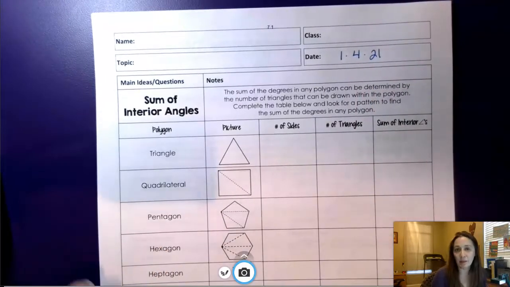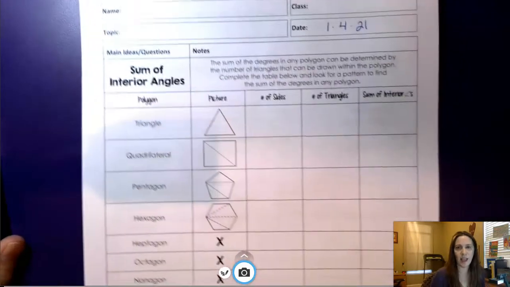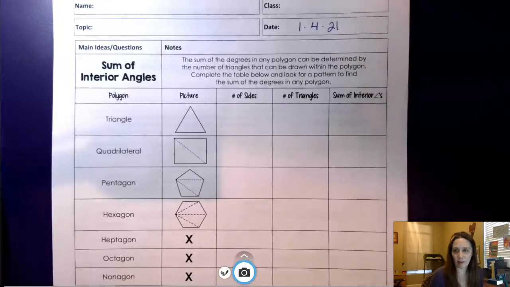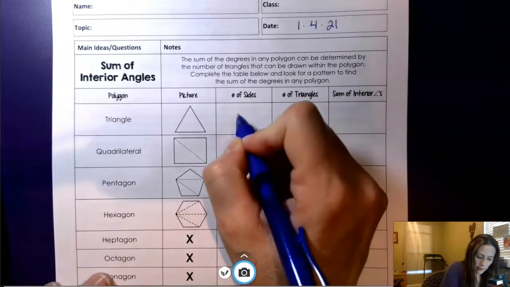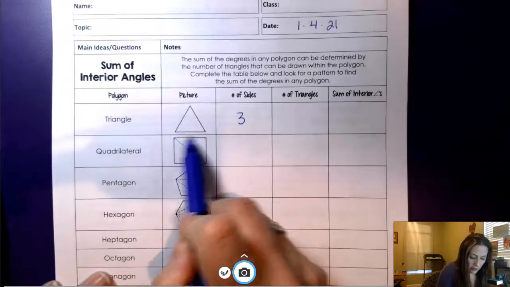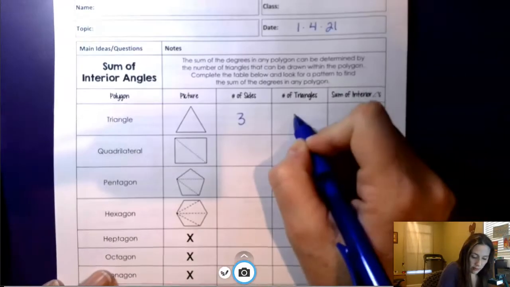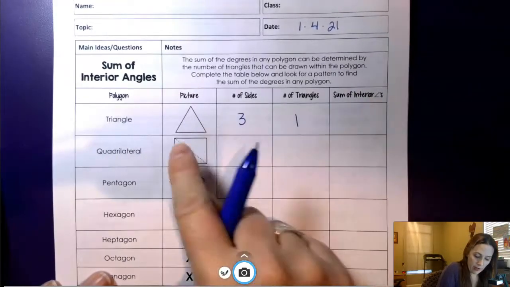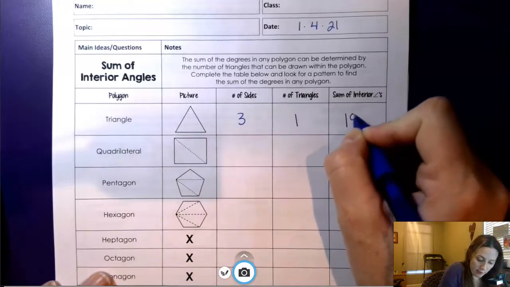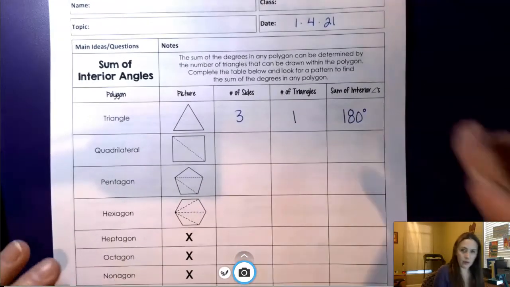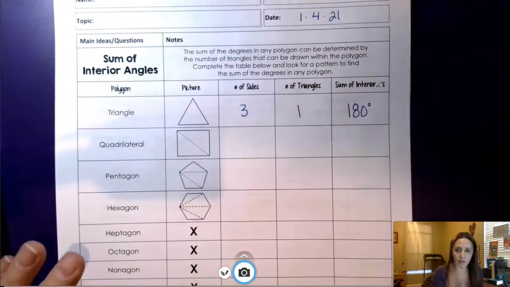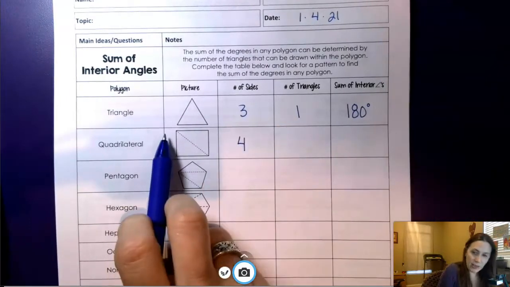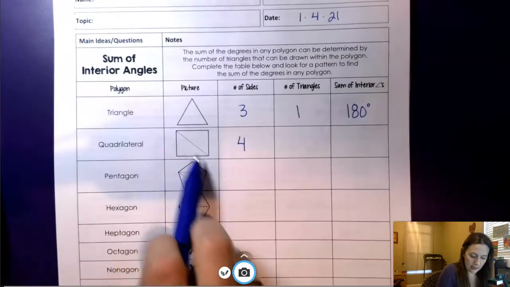We are going to be talking about the sum of interior angles of polygons today, and the first one we're going to start with is the sum of the interior angles of a triangle. Some of the things we already know is that a triangle has 3 sides, and there is one triangle that's created within that triangle. We already know the sum of the interior angles of a triangle. Hopefully we remember that any triangle has a sum of 180 degrees. If you feel you can fill in any of these, go ahead and pause and do that on your own.